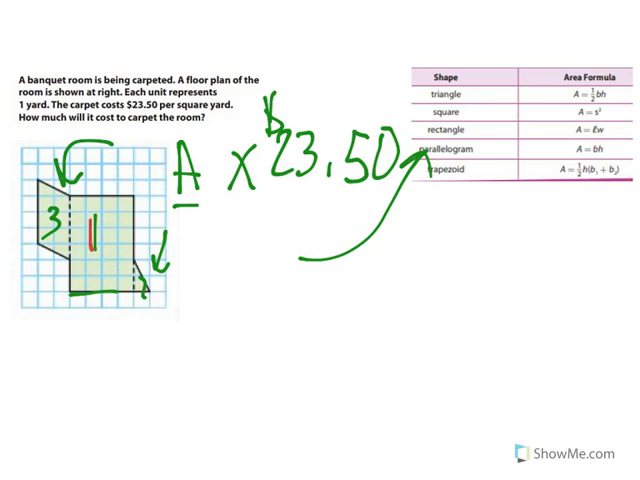So let's start with our rectangle. It's base times height. What do we have? We have 4 times 1, 2, 3, 4, 5, 6. So that's going to be 24 units on the inside.